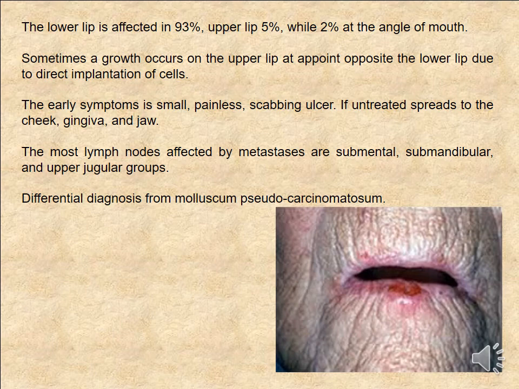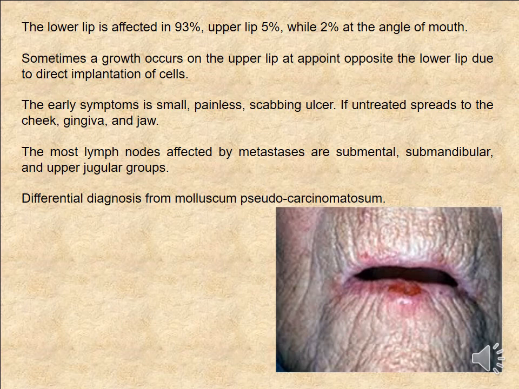If the lower lip is affected and the patient cannot seek treatment, he may transfer the malignant cells to the upper lip and affect it. The early stage is a small, painless, scraping ulcer; if untreated it spreads to the cheek, gingiva, and jaw. The lymph nodes most affected by metastasis are the submental, submandibular, and upper jugular groups.